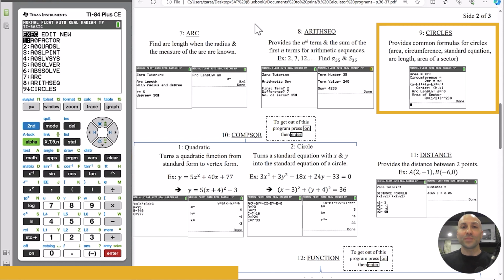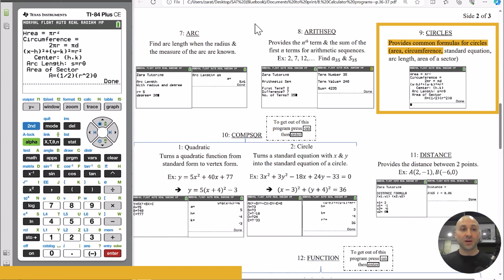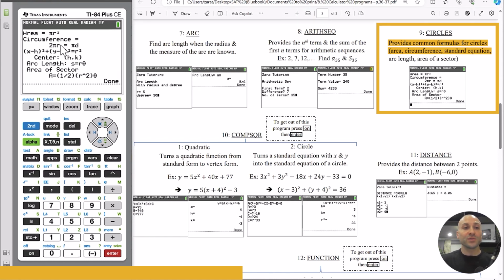So this 9th program is called Circles, and it just is one of the programs that's informational. It's not actually functional. So we have a handful of those. So let me point it out here. It gives you the area and circumference for a circle. It also gives you the standard equation of a circle. Notice this is very important.